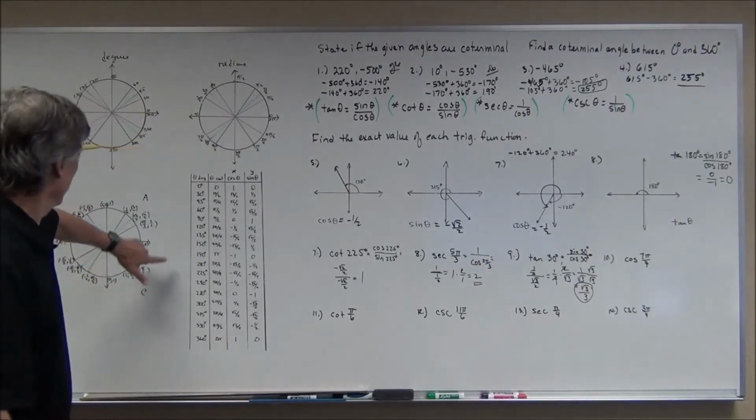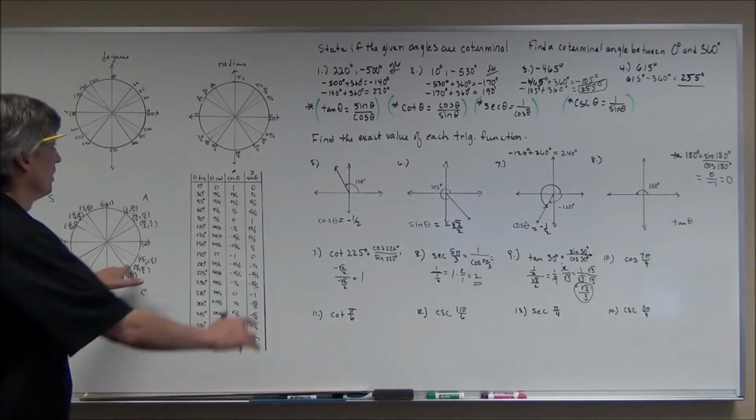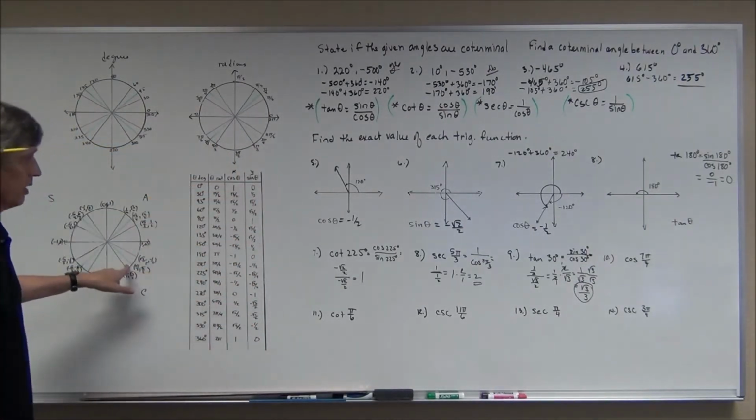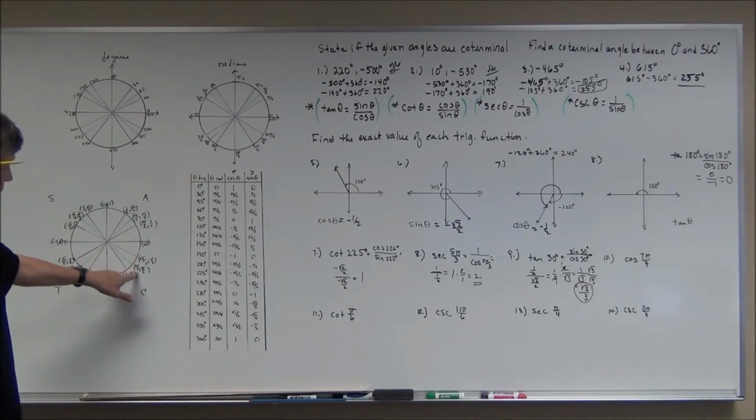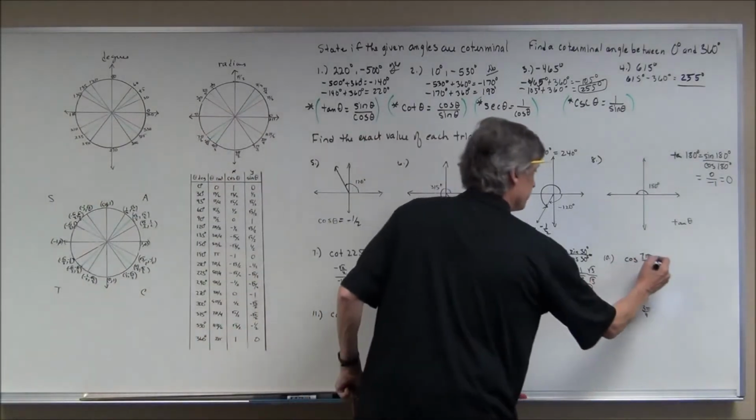The cosine of 7 pi over 4. That one's pretty straightforward. 7 pi over 4 in the green here. The cosine, is it the cosine? Yeah, it's the x value, so it's just square root 2 over 2.